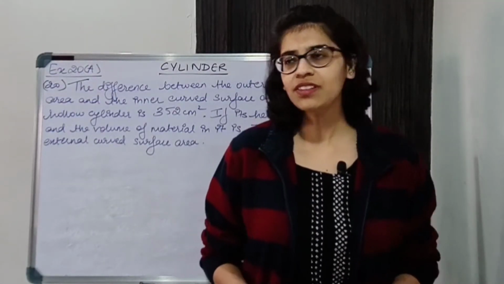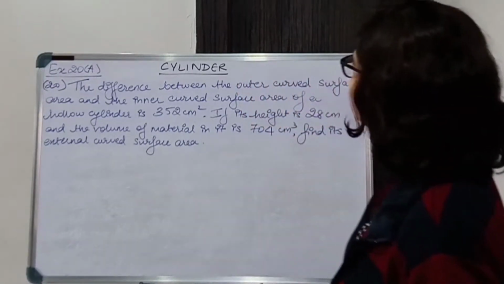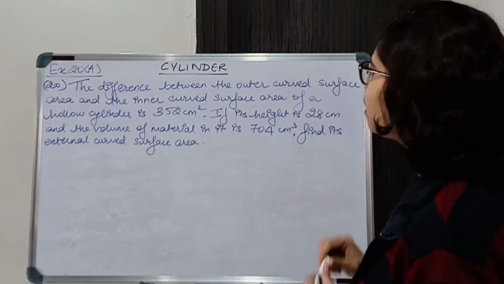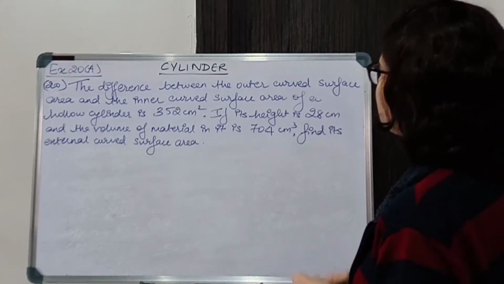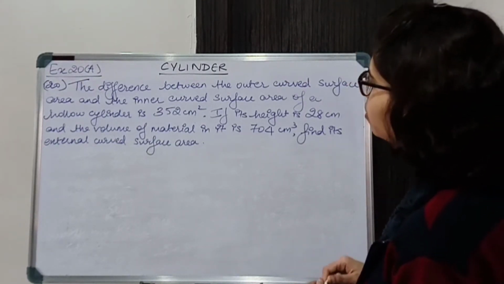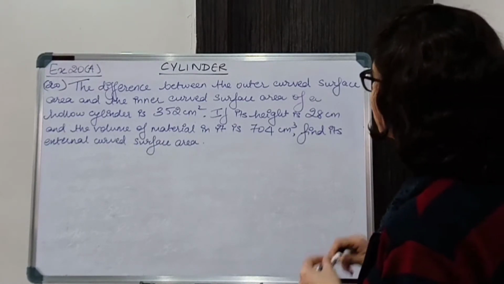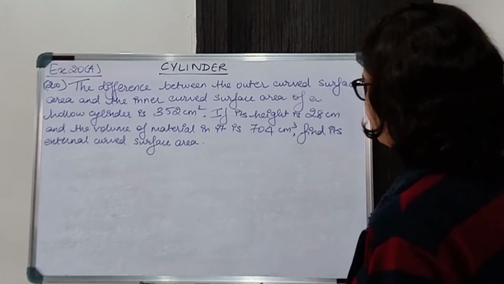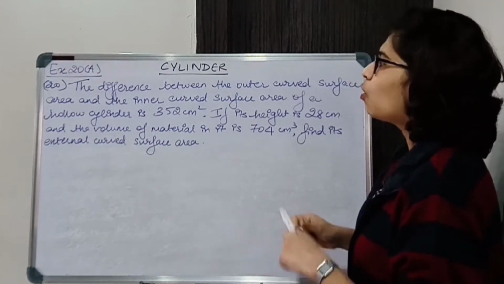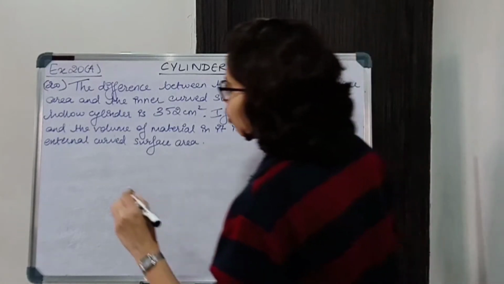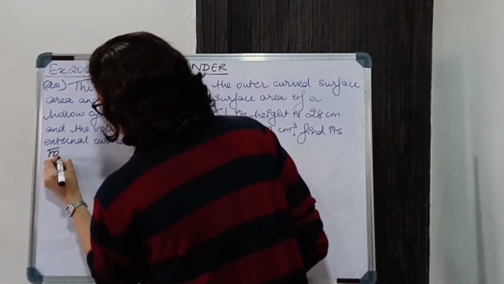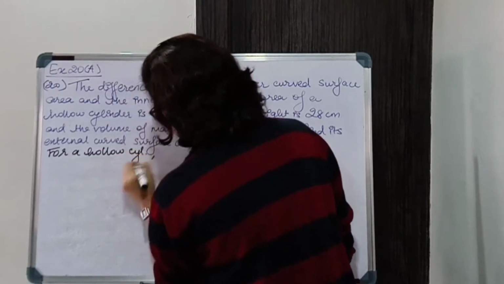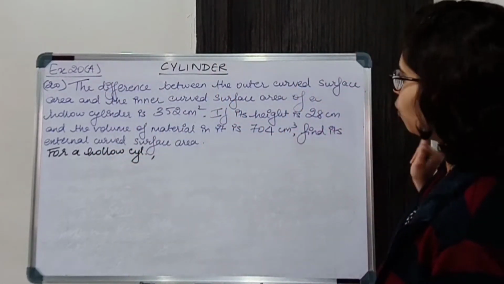Moving on to next question. Question number 20. The difference between the outer curved surface area and the inner curved surface area of a hollow cylinder is 352 centimeter square if its height is 28 centimeter and the volume of the material in it is 704 centimeter cube. Find its external curved surface area. So you have this hollow cylinder given over here. So for hollow cylinder, what all details do we have? For hollow cylinder, don't use short forms.